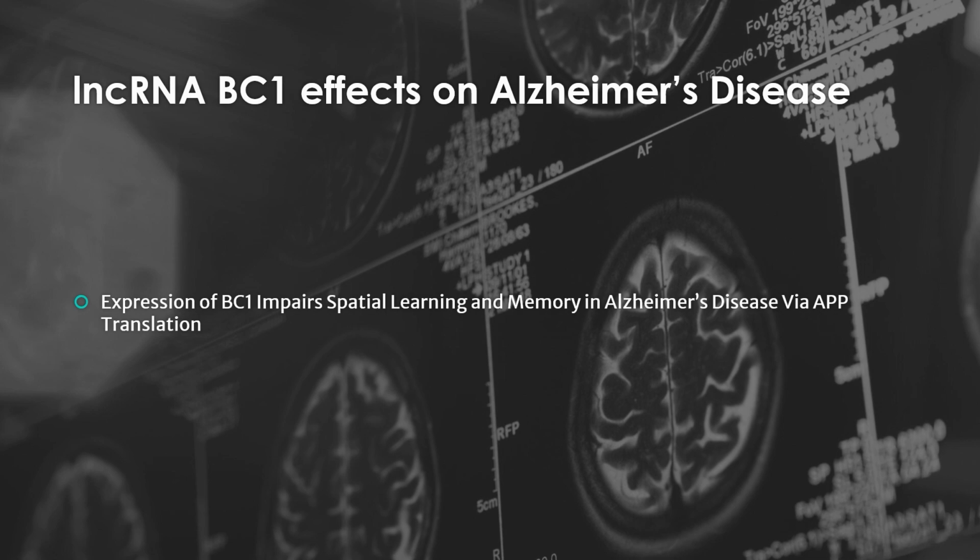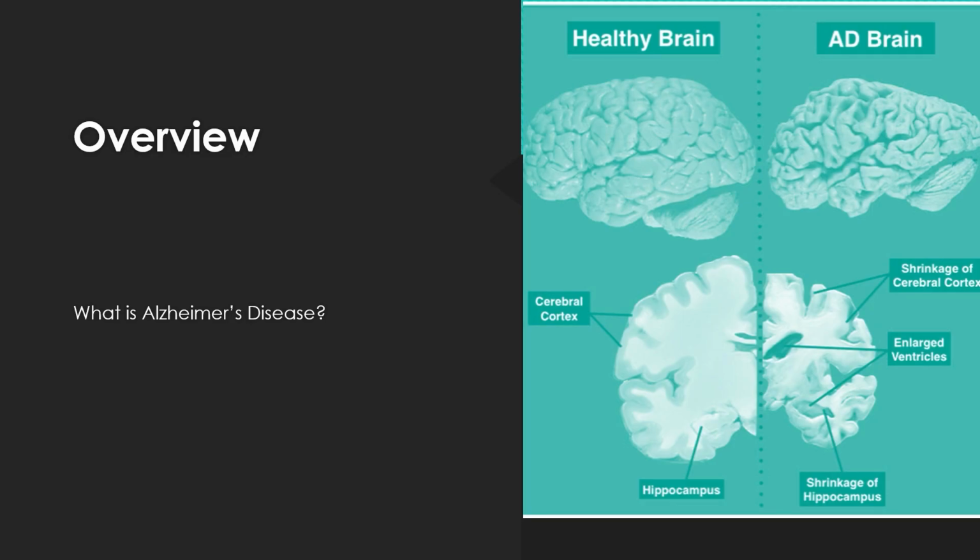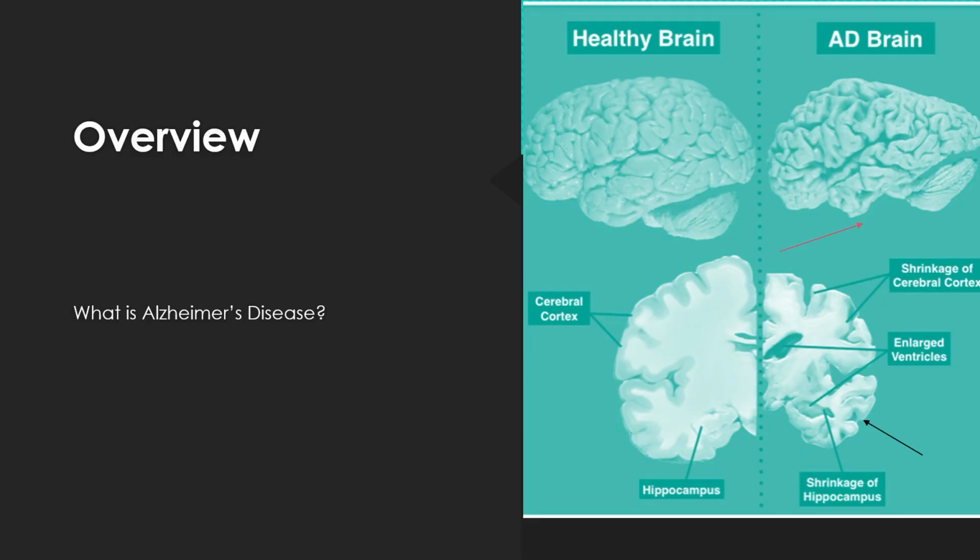I'll tell you about a novel mechanism discovery that works by affecting amyloid precursor protein translation, as the paper title suggests. But first, let's take a step back and get everyone caught up on what is Alzheimer's disease, AD. Well, it's a neurodegenerative disease, and all that means is that the brain tissue degenerates and disappears, as illustrated on the picture, where a healthy brain is compared to the Alzheimer's patient's brain.